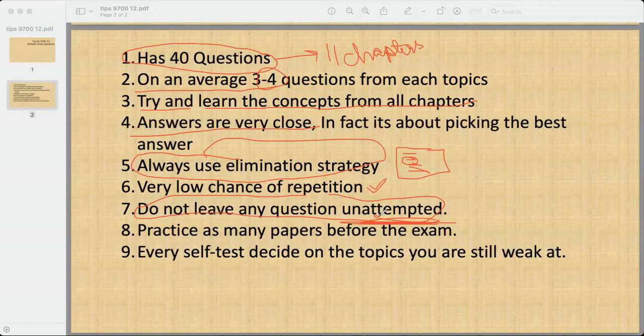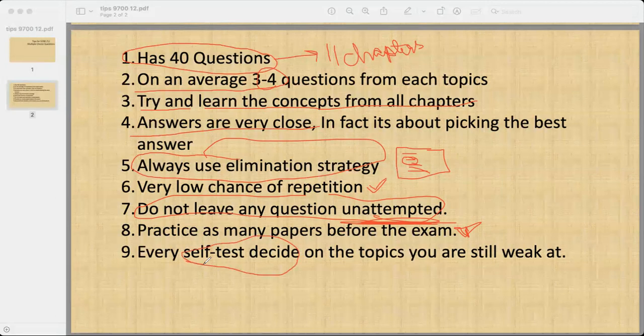Practice as many papers as you can before the exam. I did say that it doesn't mean that if you're practicing papers before the exam, you'll be able to score the best, because there is no repetition. But the reason I'm saying that is, the more you practice, the easier it will be for you to understand which topics you are actually weak in.